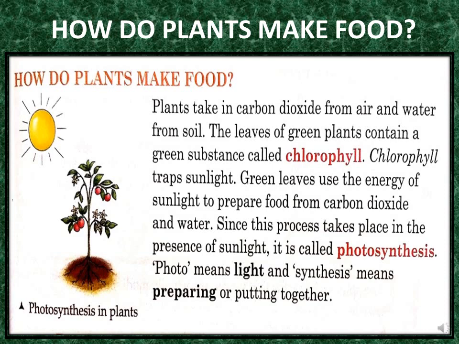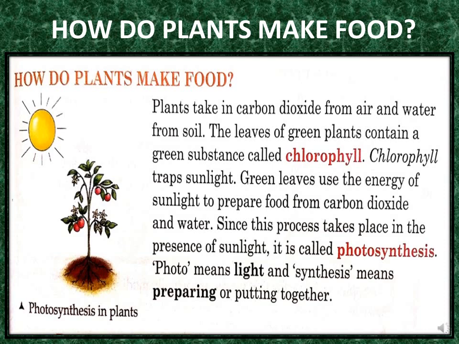Green leaves use the energy of sunlight to prepare their food. And with the help of what? With the help of carbon dioxide and water. Since this process takes place in the presence of sunlight, it is called photosynthesis. Photo means light and synthesis means preparing or making or putting together. So together the process is called photosynthesis.